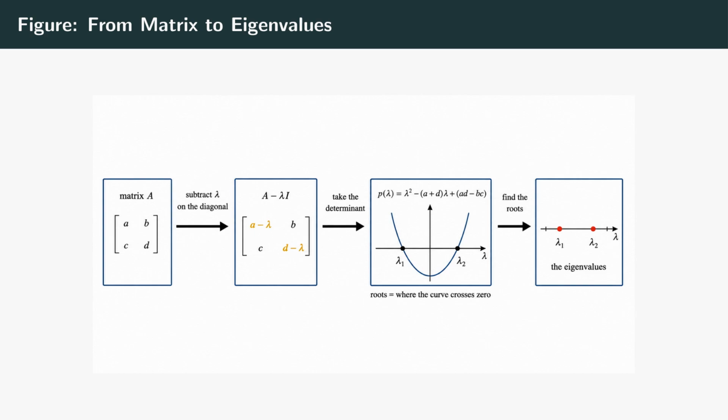For a 2x2, this gives a quadratic in lambda, the characteristic polynomial drawn here as a parabola. Third arrow, find the roots of that polynomial, which are the places where the parabola crosses the horizontal axis marked by the two red dots. Those crossing points are the eigenvalues, lambda 1 and lambda 2. That is the entire algorithm in one picture: matrix, subtract lambda on the diagonal, take the determinant, find the roots. And the small caption underneath says it plainly: the eigenvalues are simply where the characteristic curve crosses zero. Every eigenvalue problem, no matter how large the matrix, follows this same four-step path.